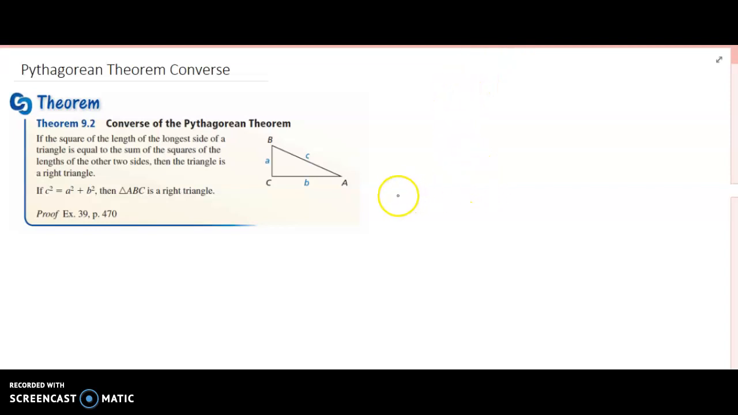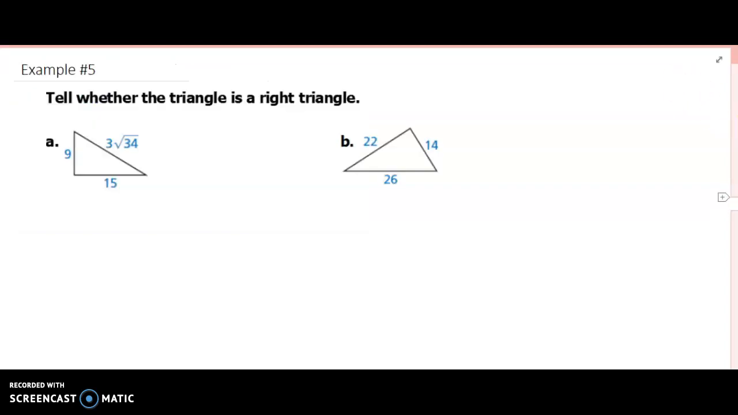So if we don't know whether a triangle is a right triangle, we can apply the Pythagorean theorem, and if it holds true, then it is a right triangle. If it doesn't, then it's not a right triangle, but we'll go a step further to tell whether that triangle is acute or obtuse. Okay, let's do these two examples first.